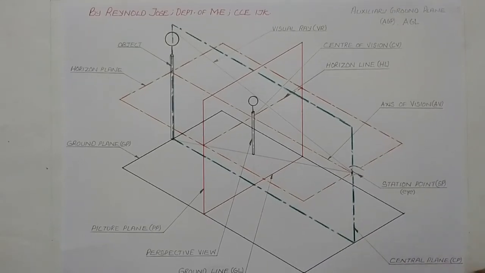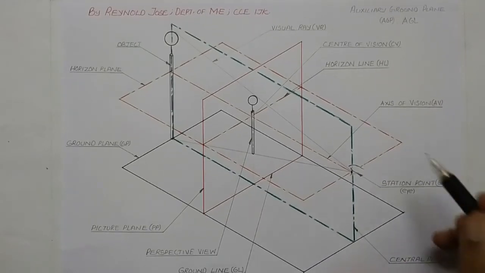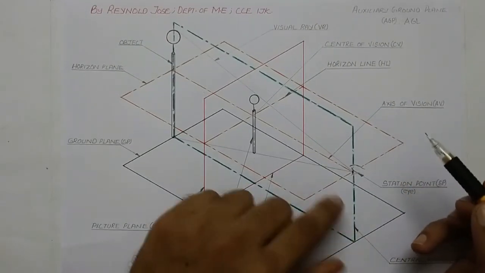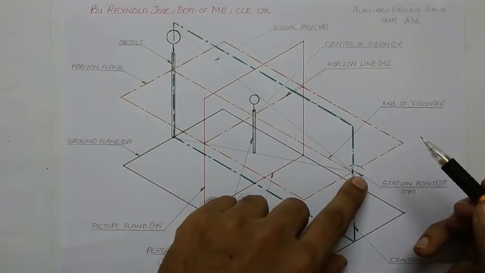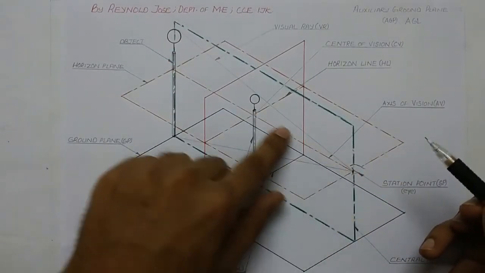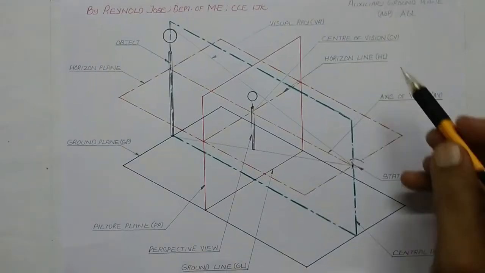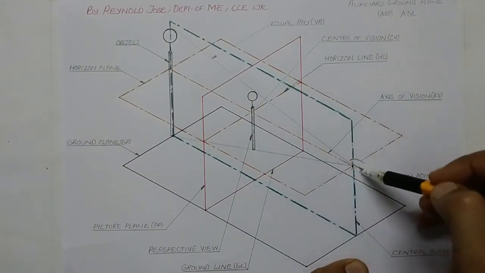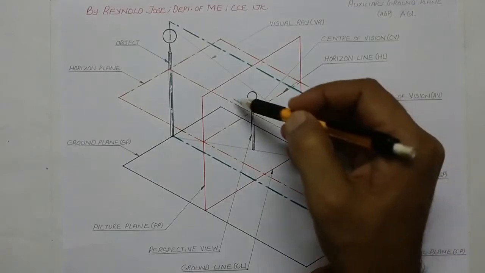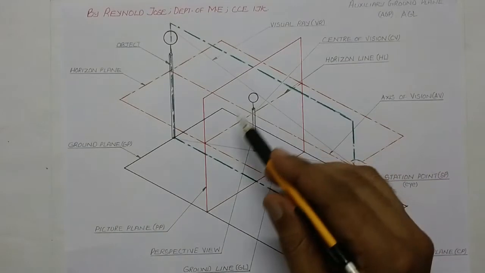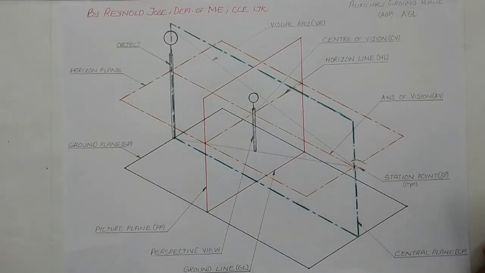So here I have marked the central plane. Now the next point that you have to learn is the axis of vision. The axis of vision is a line that passes through the center of the horizon plane, starting from the object, and this point is known as the center of vision. Center of vision is the meeting point of the axis of vision with the horizon line. So these are the main terminologies that are related to the perspective projection.